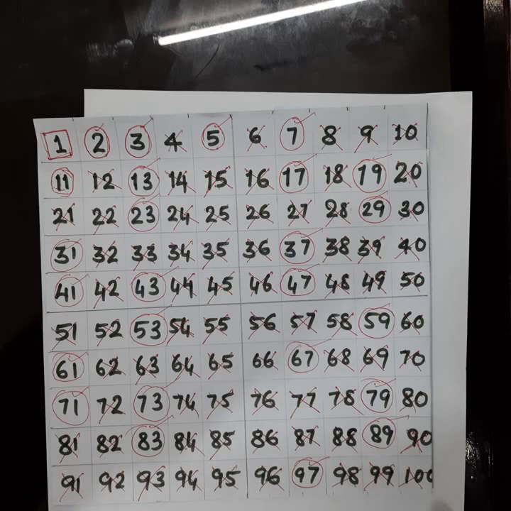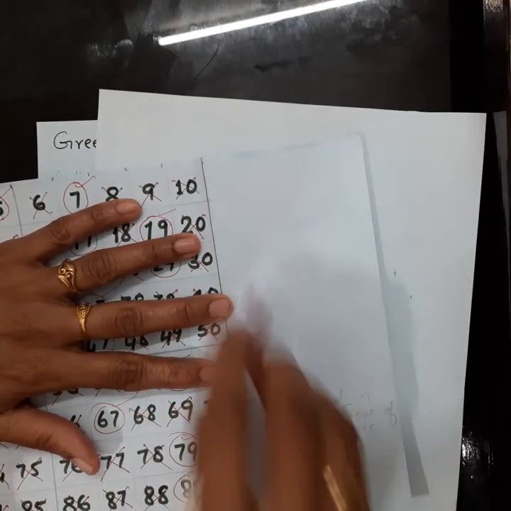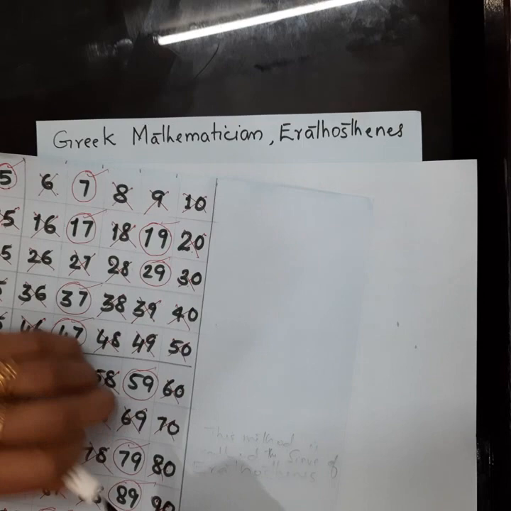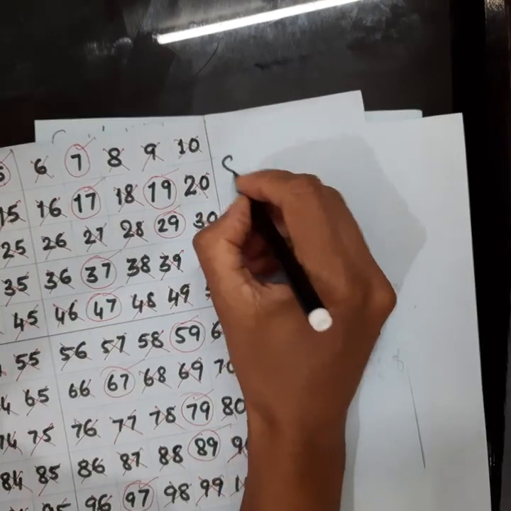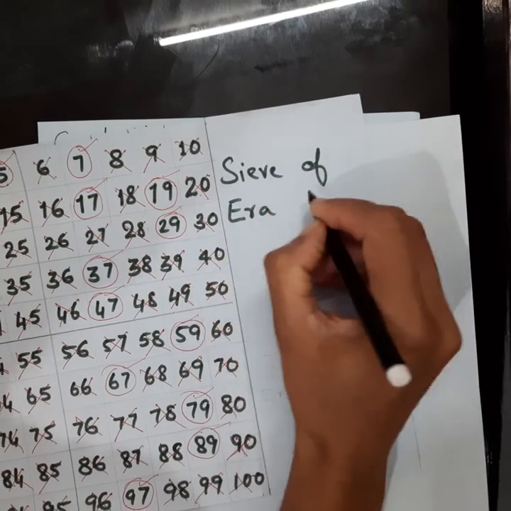This method is called the sieve of Eratosthenes. What is it called? It was found by the Greek mathematician Eratosthenes, and this method is called sieve, S-I-E-V-E, sieve of Eratosthenes.